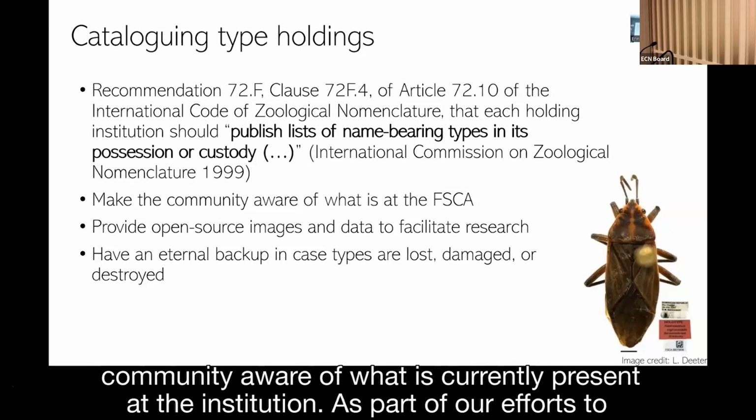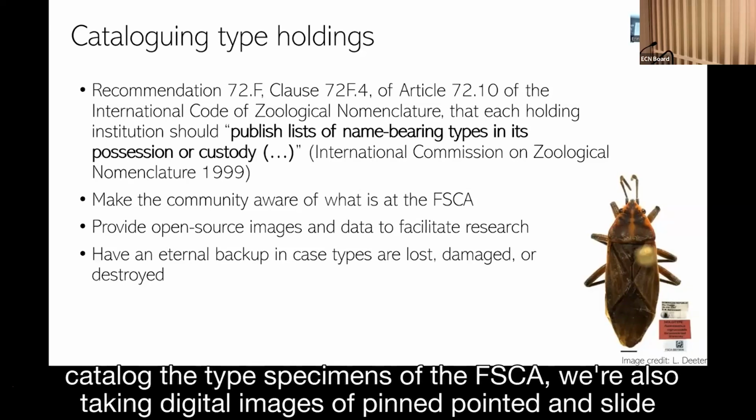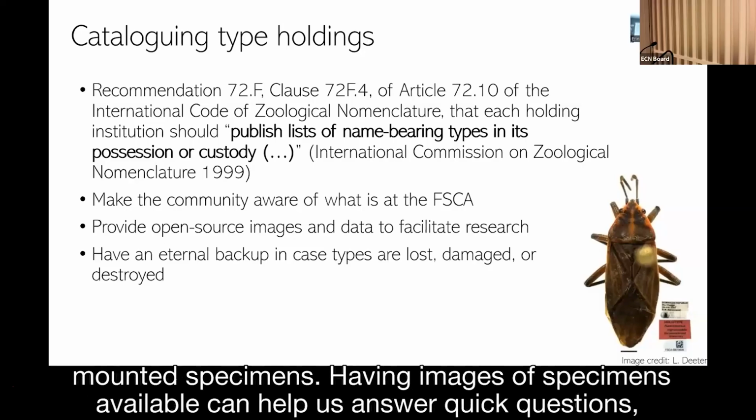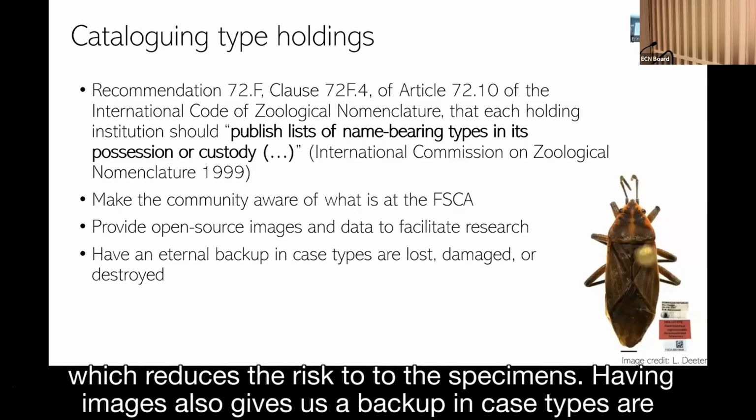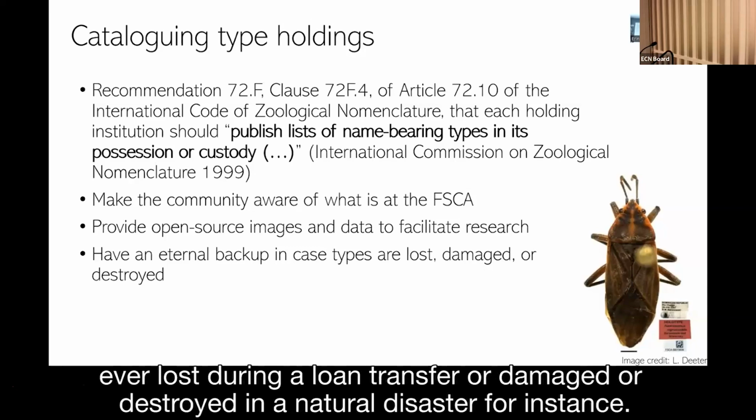The type catalogs make the community aware of what is currently present at the institution. As part of our efforts to catalog the type specimens of the FSCA, we're also taking digital images of pinned, pointed, and slide-mounted specimens. Having images of specimens available can help us answer quick questions, quickly email pictures to other researchers, and in some cases just completely avoid sending out loans, which reduces the risk to the specimens. Having images also gives us a backup in case types are ever lost during a loan transfer or damaged or destroyed in a natural disaster, for instance.